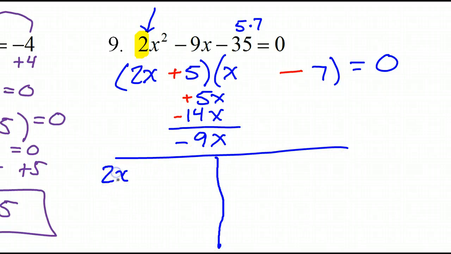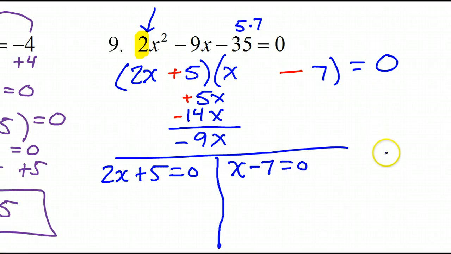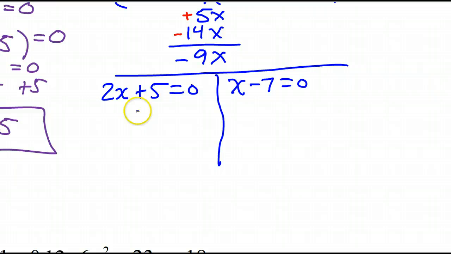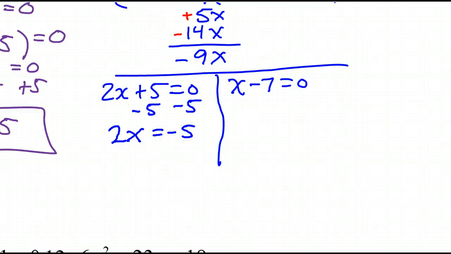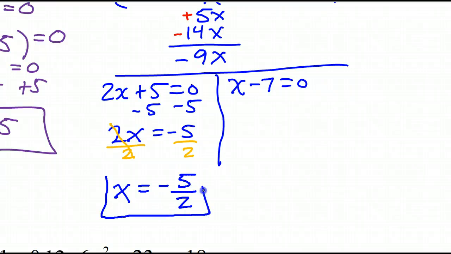Okay, so 2x plus 5 equals 0, and x minus 7 equals 0. This is how I will get my two solutions. So if I subtract 5 from both sides, that'll give me 2x equals negative 5. If I then divide everything by 2, then I will get my final answer. So I will get x equals negative 5 over 2. So this is one of my two answers.